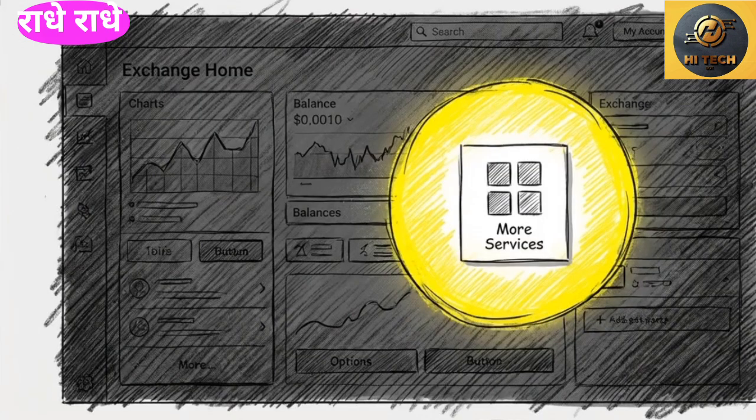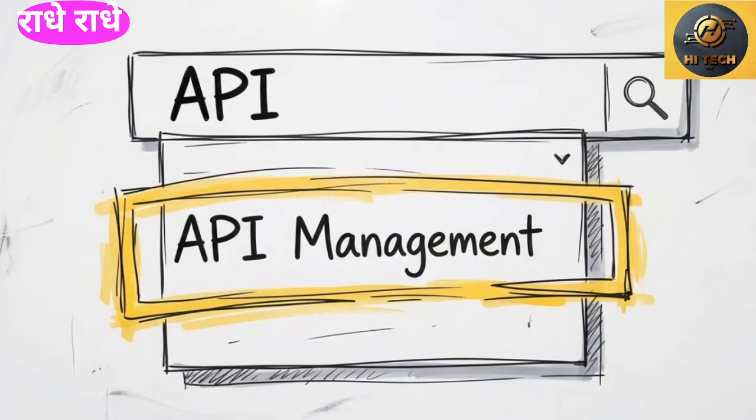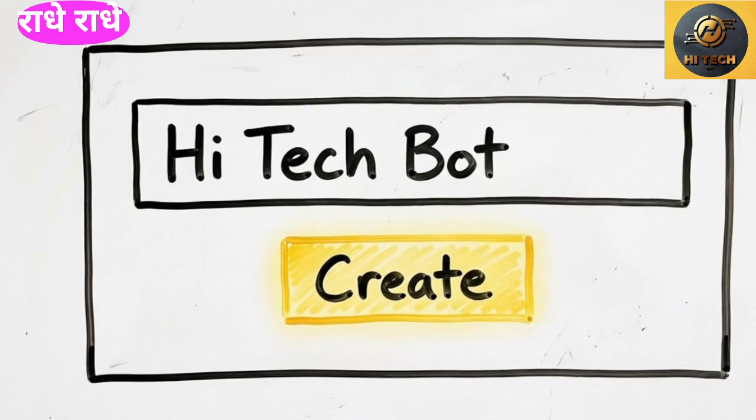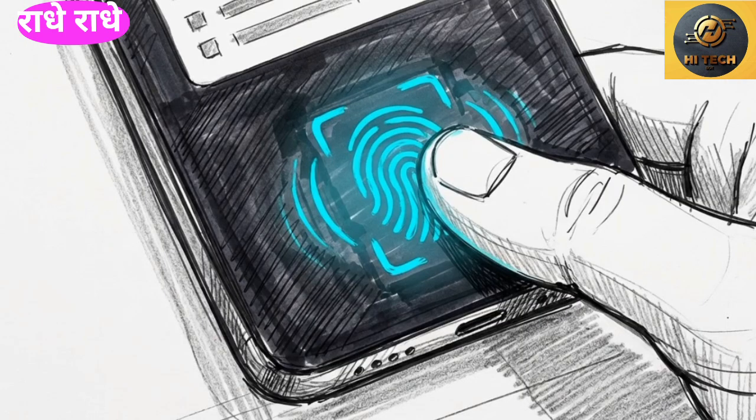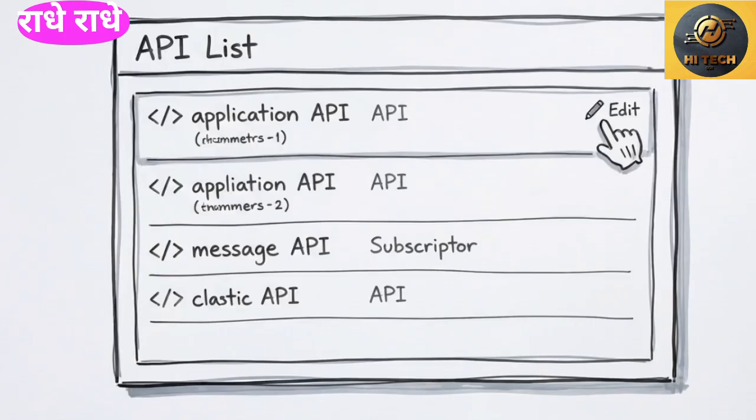Now open your Binance app. Tap More Services from the home screen, search for API, and select API Management. Tap Create API. Give it a recognizable name, like High Tech Bot, and complete the security verification using your authenticator or biometrics. Once the profile is created, immediately tap Edit so we can configure the permissions.